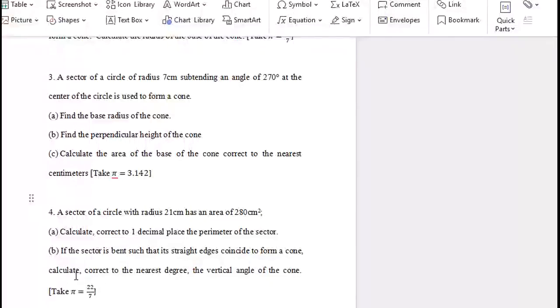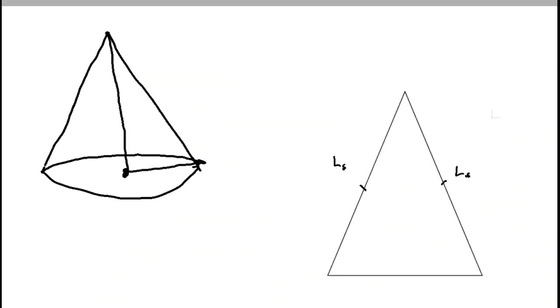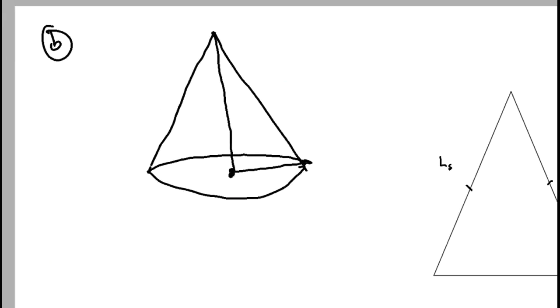So for part B, they said if the sector is bent such that its straight edges coincide to form a cone, calculate to the nearest degree the vertical angle of the cone. So let's locate the vertical angle of a cone. I have a sketch here for B. Now the vertical angle of the cone is this portion here, everything here.